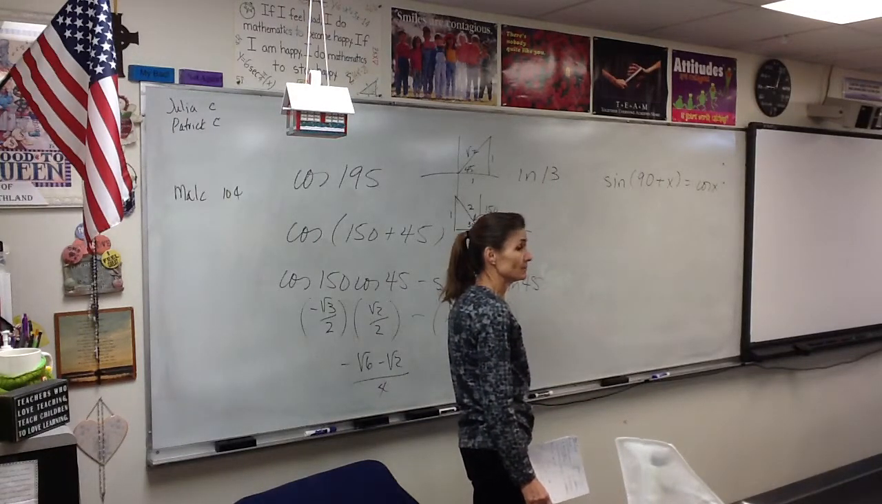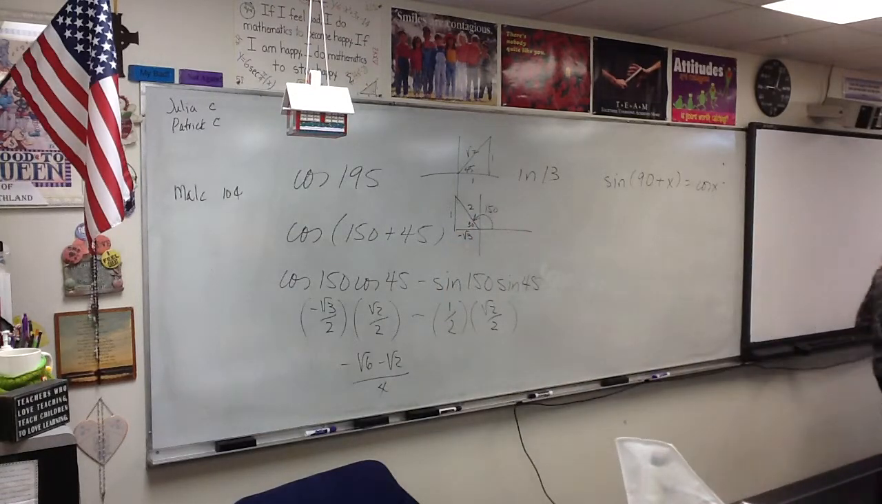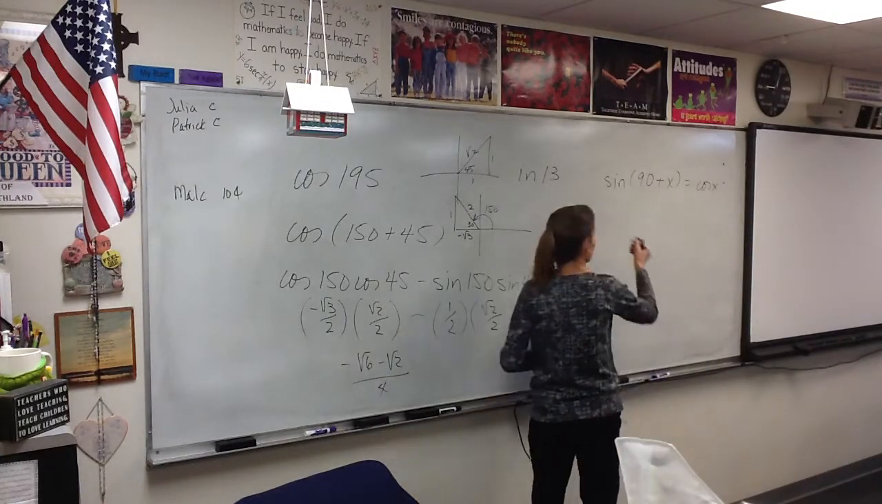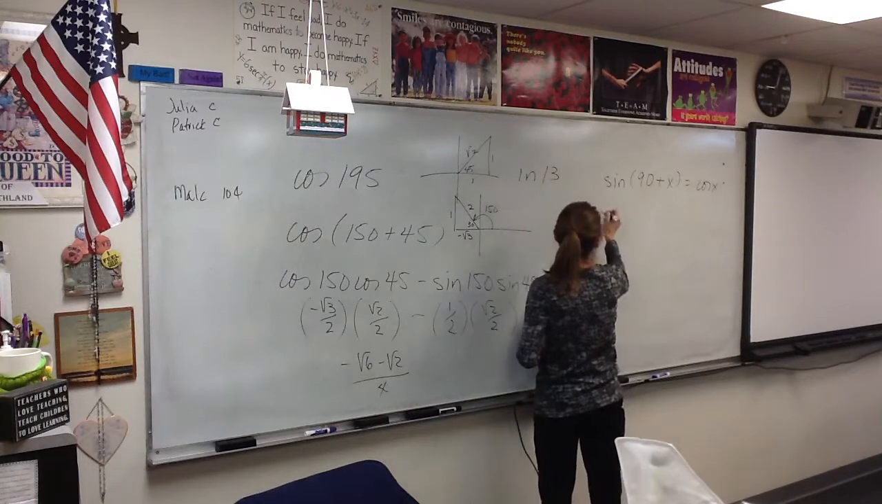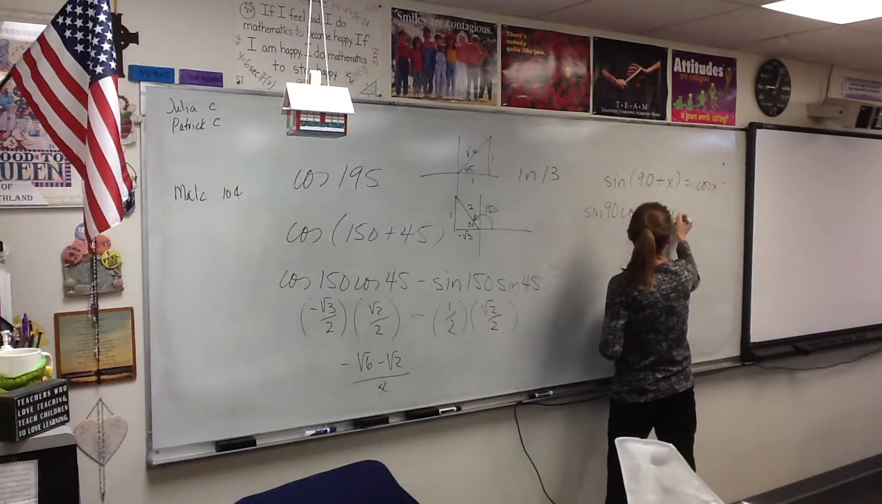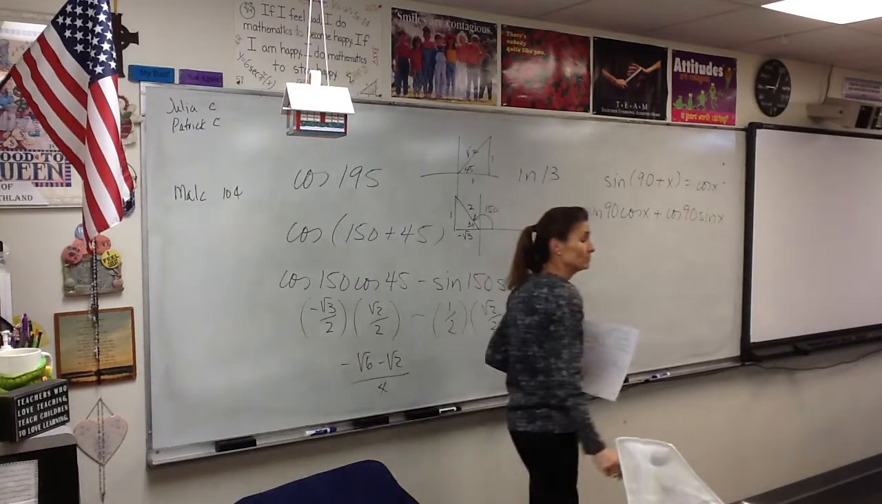All right? So what's our strategy? If there's no identity that we're just going to be able to use, which is what some of you tried, what are we going to do? Use our formula, right? What is it? Sine 90 cosine x plus cosine 90 sine x. Perfect. Now what do we do?